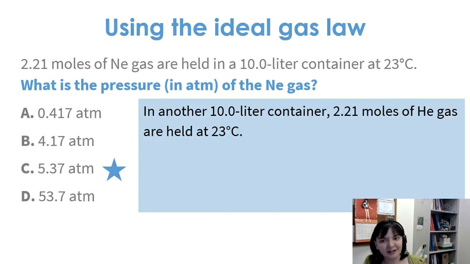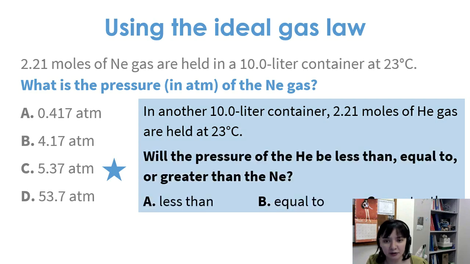Let's say we have a second container, also the same size, 10 liters, and it holds 2.21 moles of helium gas at that same temperature of 23 degrees Celsius. So right, in this second container filled with helium, do you think that the pressure of the helium will be less than, equal to, or greater than the pressure of the neon?